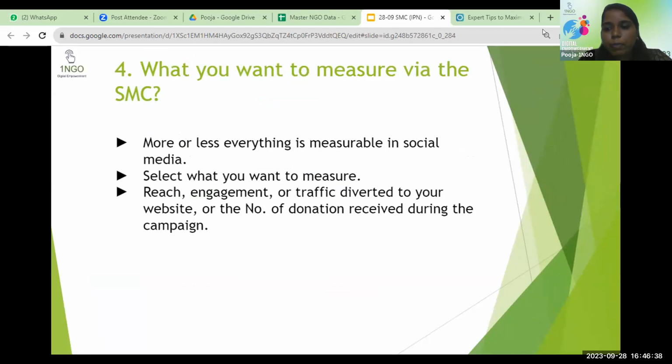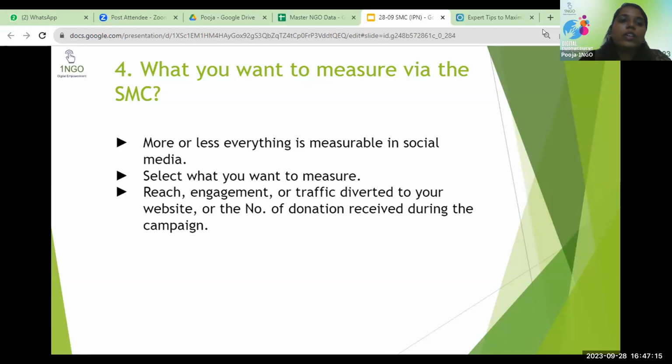And the fourth step is what you want to measure via the social media campaigns. Everything is measurable in social media campaigns. So what do you want to measure here? Particularly, if you want to measure the number of new followers gained, you can check out the analytics page of your NGO, right? If you want to assess the reach of your campaign, you can strategize the next level of attention.